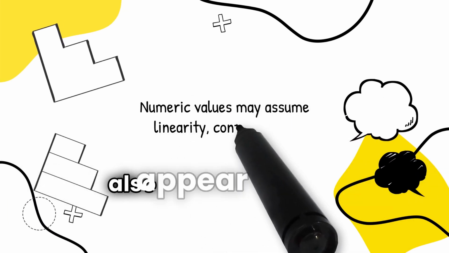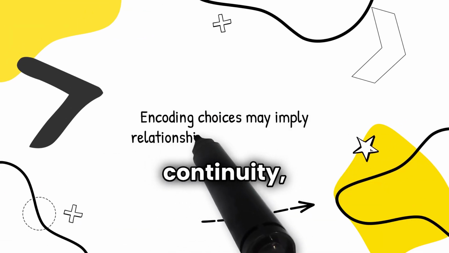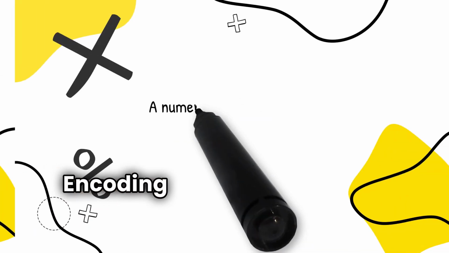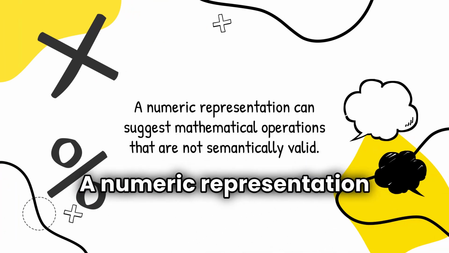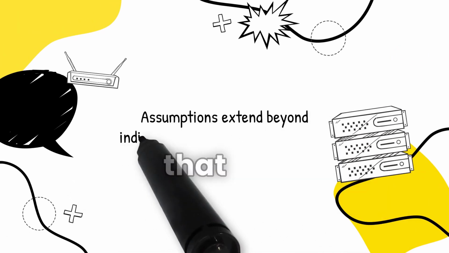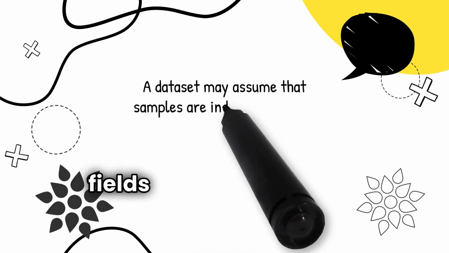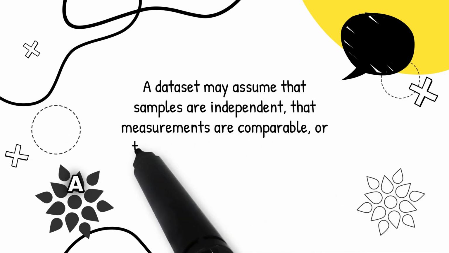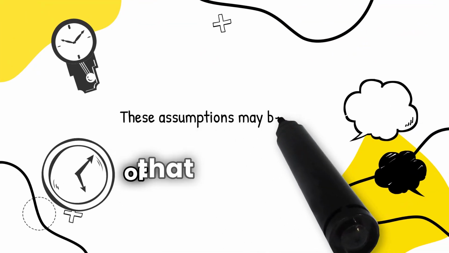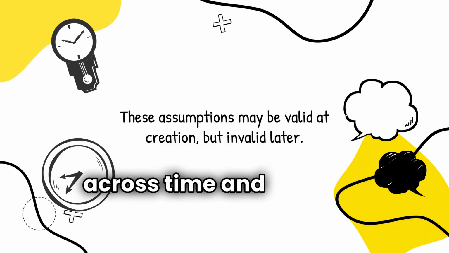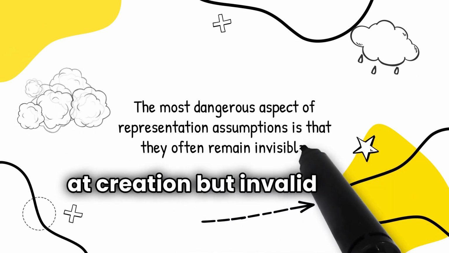Representation assumptions also appear in scale. Numeric values may assume linearity, continuity, or proportionality. Encoding choices may imply relationships that do not exist. A numeric representation can suggest mathematical operations that are not semantically valid. Assumptions extend beyond individual fields to entire datasets. A dataset may assume that samples are independent, that measurements are comparable, or that definitions are consistent across time and sources. These assumptions may be valid at creation, but invalid later.